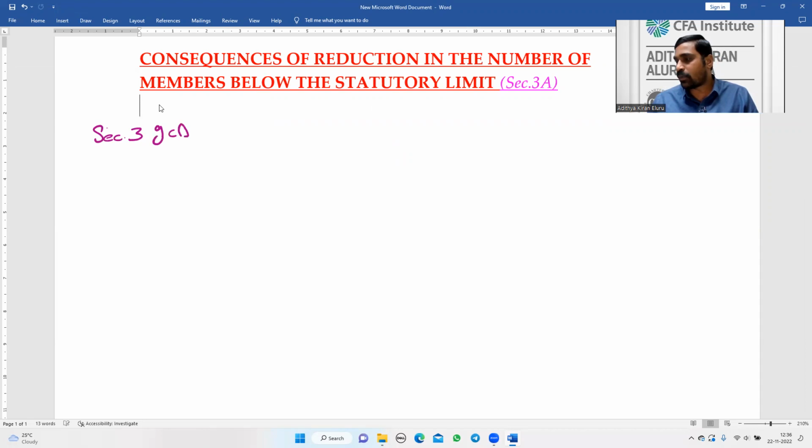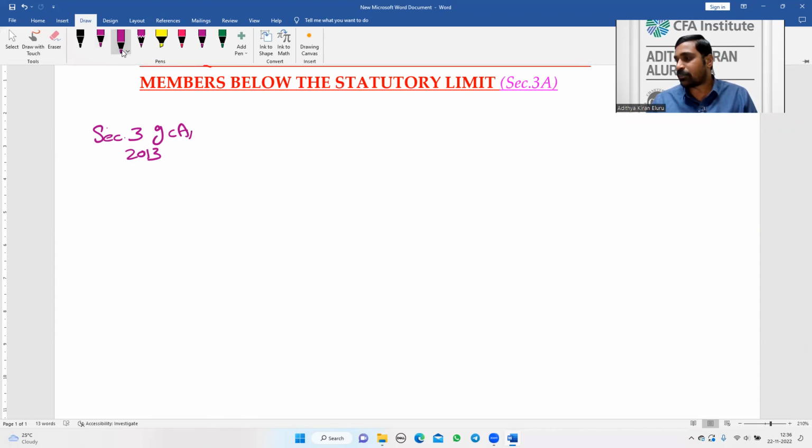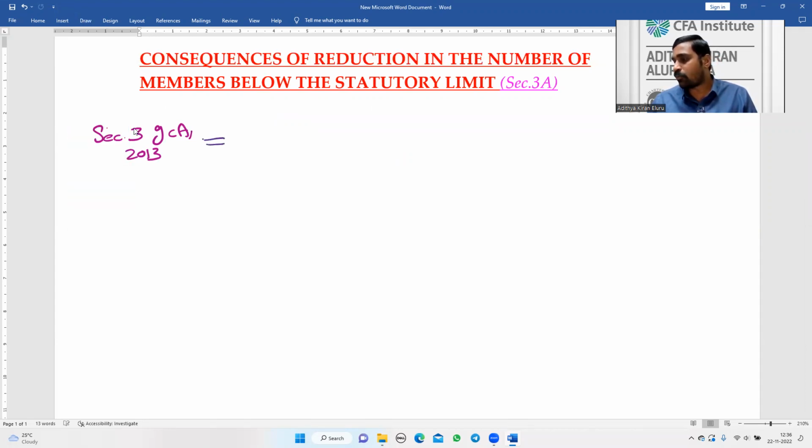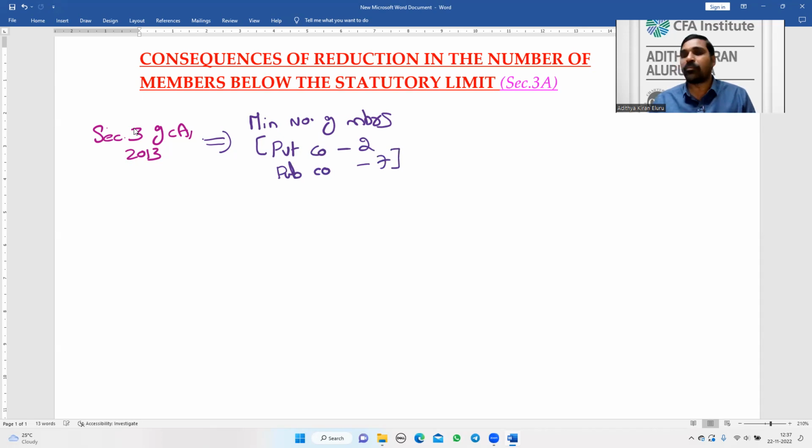Section 3 of the Companies Act 2013 says minimum number of members. So how much is the minimum number of members? Private company 2 members, public company 7 members. This is the minimum number of members.